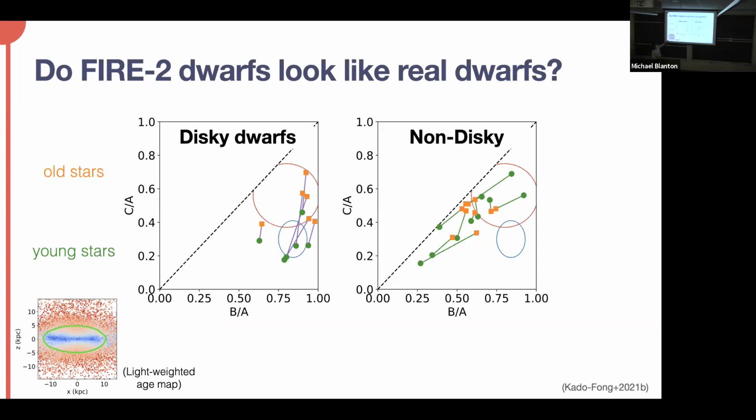But to show that we're probing the same physical structures, in the bottom left I'm showing a light-weighted age map, again weighted by HSC band, and I'll show the populations that we're probing for the young stars and the old stars as a function of radius down on the left.